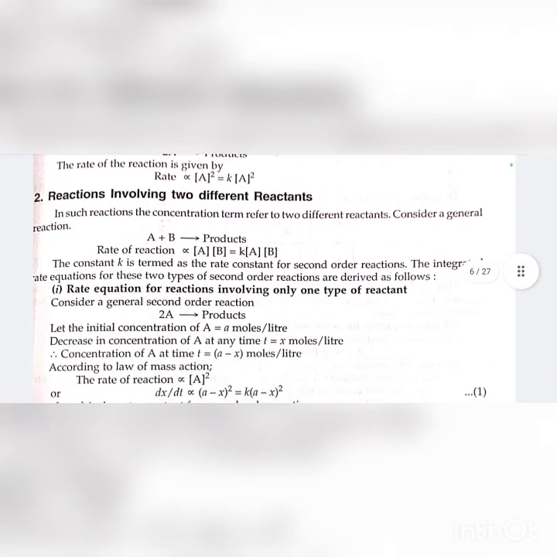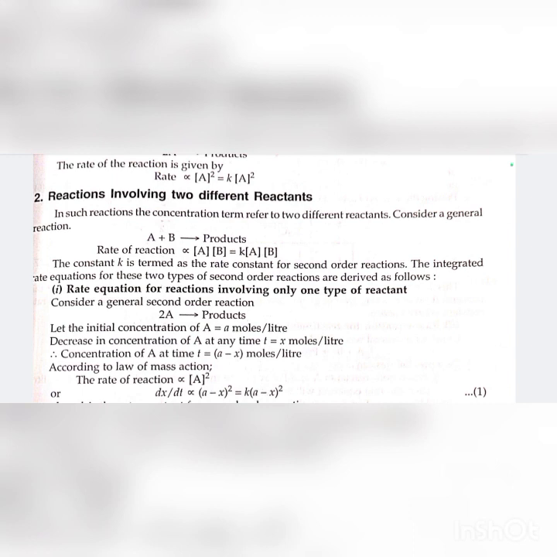Second, reaction involving two different reactants. In such a reaction, the concentration terms refer to two different reactants. Consider a general reaction A + B giving rise to products. So the rate R = K[A][B]. The constant K is the rate constant for the second order reaction.